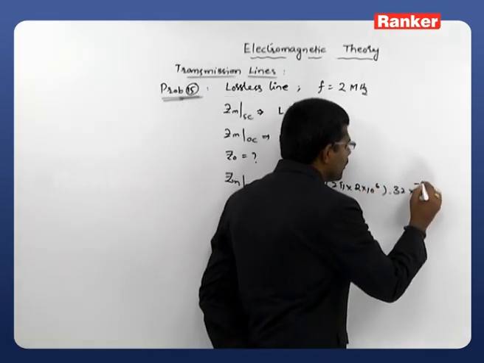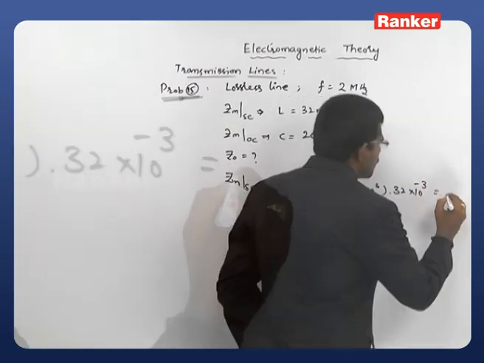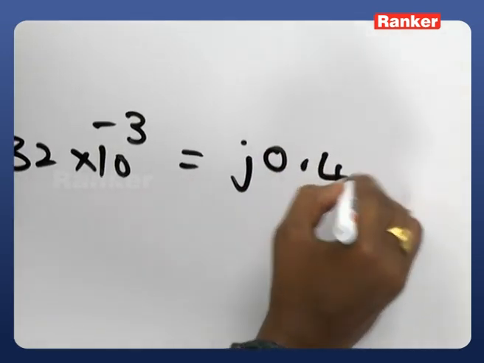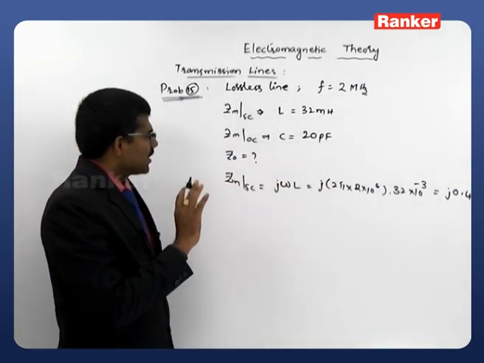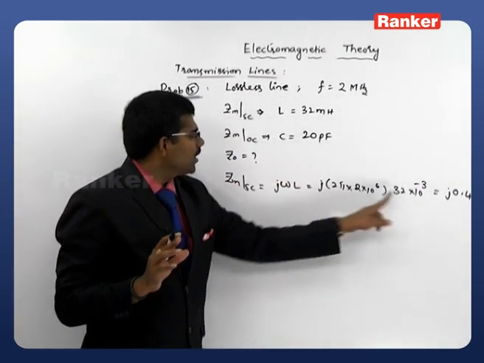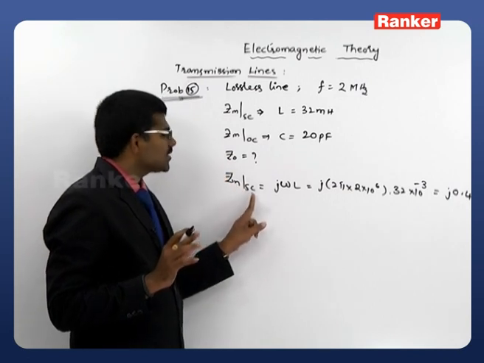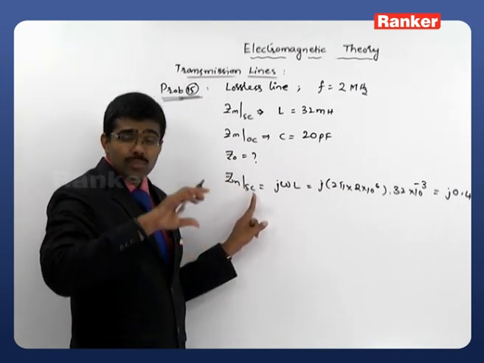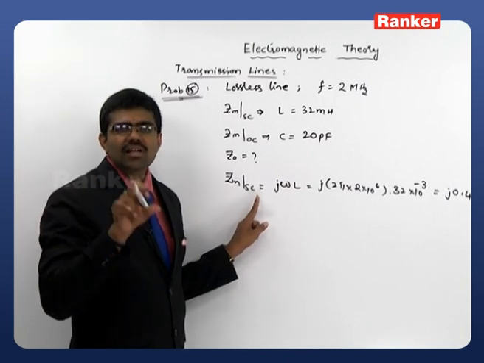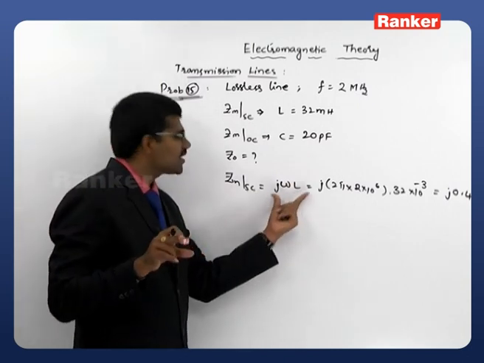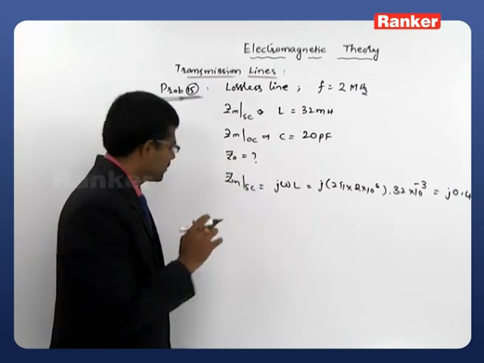32 into 10 power minus 3. After calculation of this one, what you will get is simply j0.4 ohms. Observe what I am doing is nothing except the simple equivalence. Z in SC, whenever it is short circuited, simply it is acting as an inductor. As it is acting as an inductor, I am considering the impedance which is provided by the inductor as j omega L. Nothing more than that.